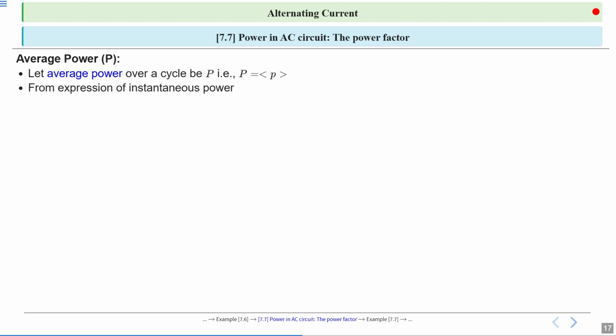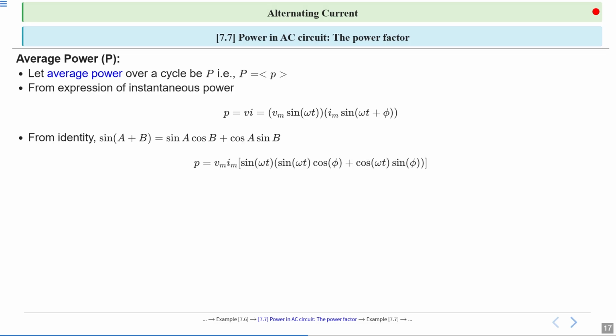From the expression of instantaneous power, p is equal to Vm sin omega t times Im sin(omega t plus phi). Now we are going to use the identity sin(A plus B) equals sin A cos B plus cos A sin B. Here, for sin(omega t plus phi), omega t is considered as A and phi as B. So sin(A plus B) will be sin omega t cos phi plus cos omega t sin phi, and sin omega t will be multiplied by this expression.